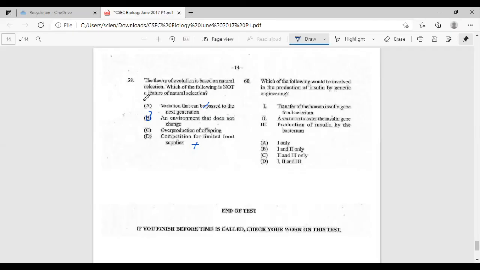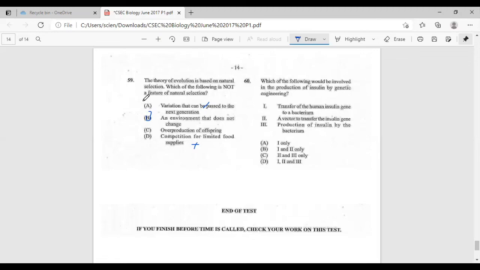So question 60, which of the following would be involved in the production of insulin by genetic engineering? So we have 1, transfer of the human insulin gene to the bacterium. 2, a vector to transfer the insulin gene. 3, production of insulin by the bacterium. So please remember that genetic engineering involves altering or manipulating genes. For example, transferring genes from one organism into another by rapidly dividing organisms such as bacteria.